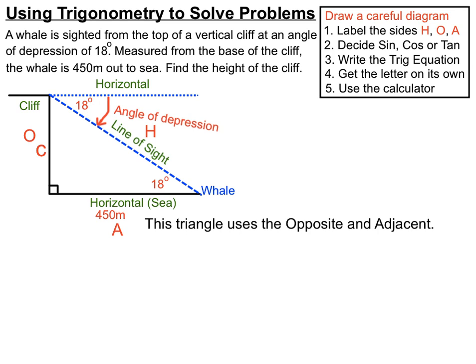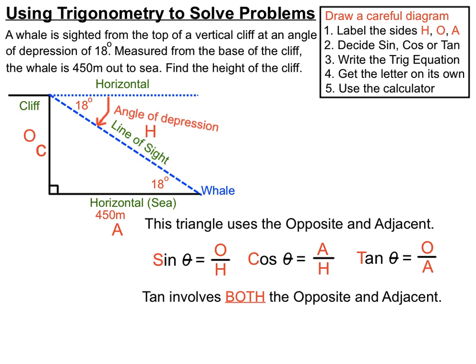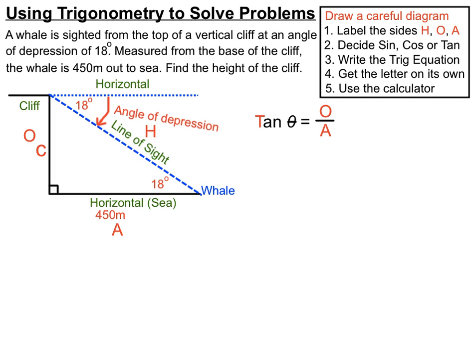So let's have a look at our three trig ratios. Sine, cos and tan. Which one of those three trig ratios deals with opposite and adjacent? I think we're going to choose tan this time because it deals with both opposite and adjacent. So we'll piece together the tangent ratio from this particular question.